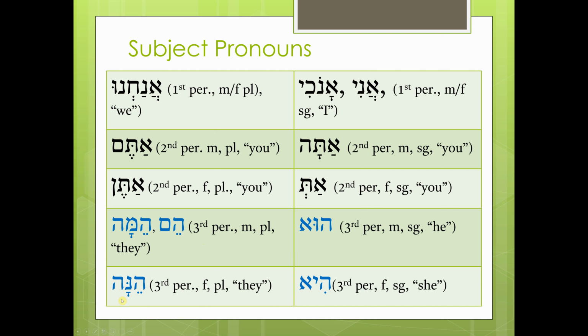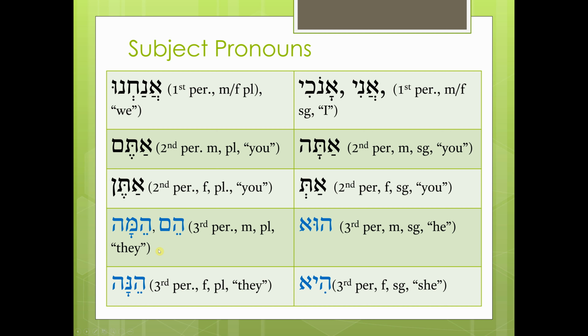So the difference here is in the nun. The difference is in the nun. Now you'll notice one similarity, another kind of connection within these pronouns, is that all the third persons begin with he. So hu, hi, hem, hen.